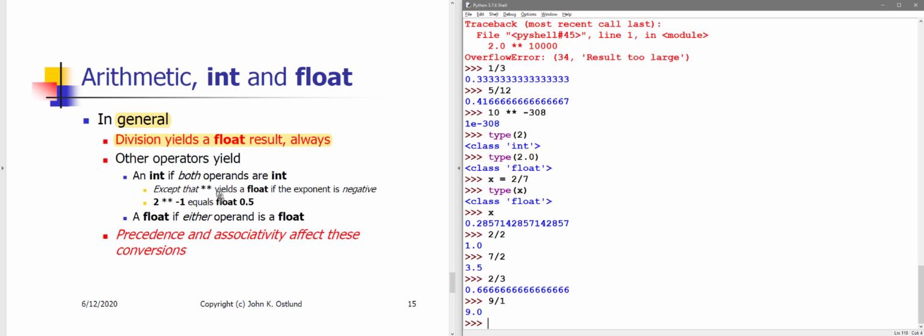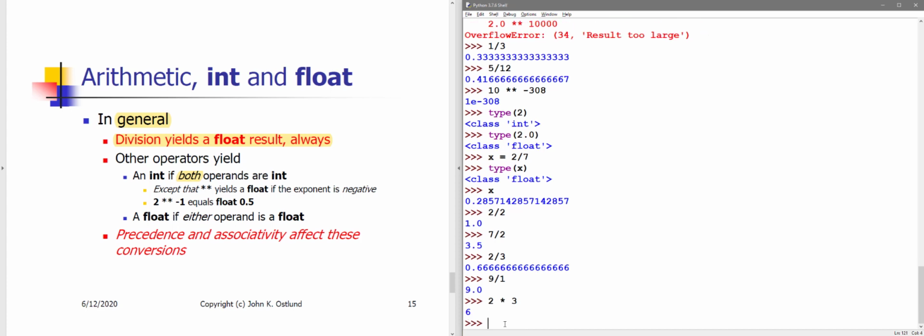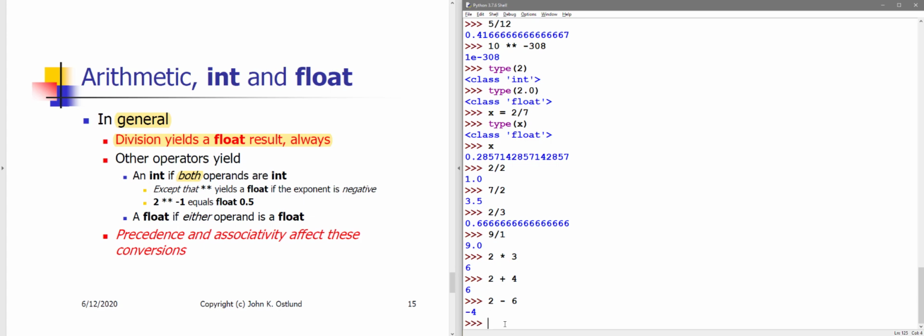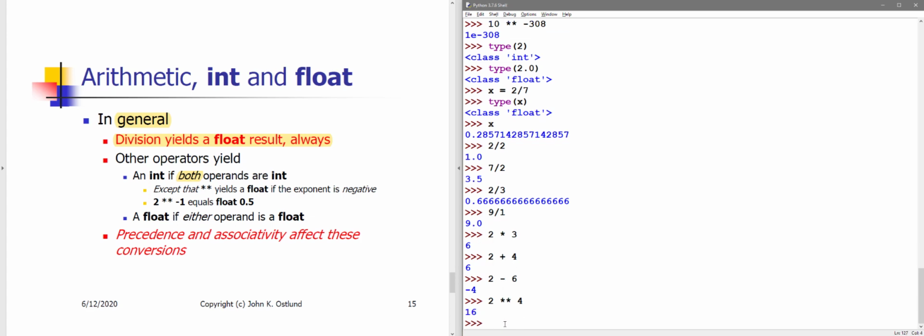Now, as far as the other arithmetic operators, if both of the operands are int, then the result is int. So if I say 2 times 3, and 2 and 3 are both ints, I get an int. If I say 2 plus 4, both are ints, I get an int. 2 minus 6 gives me a minus 4. Those are all ints. 2 to the power of 4. These are both ints, and the result is an int.